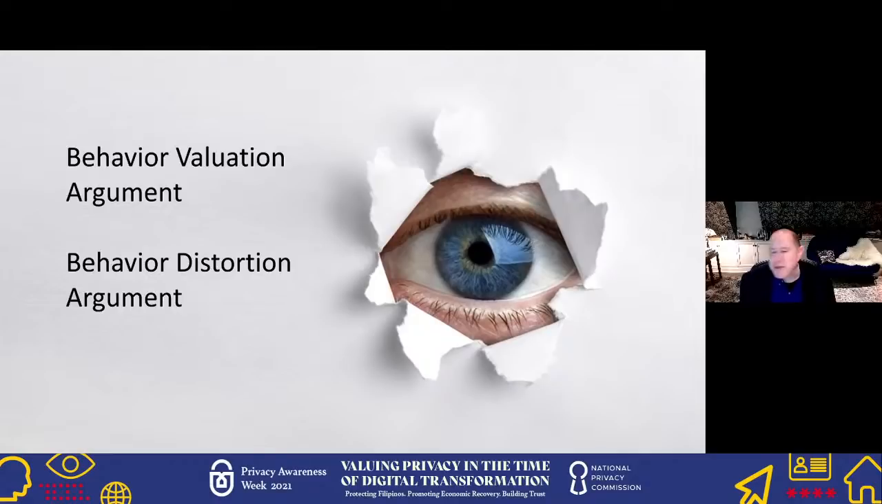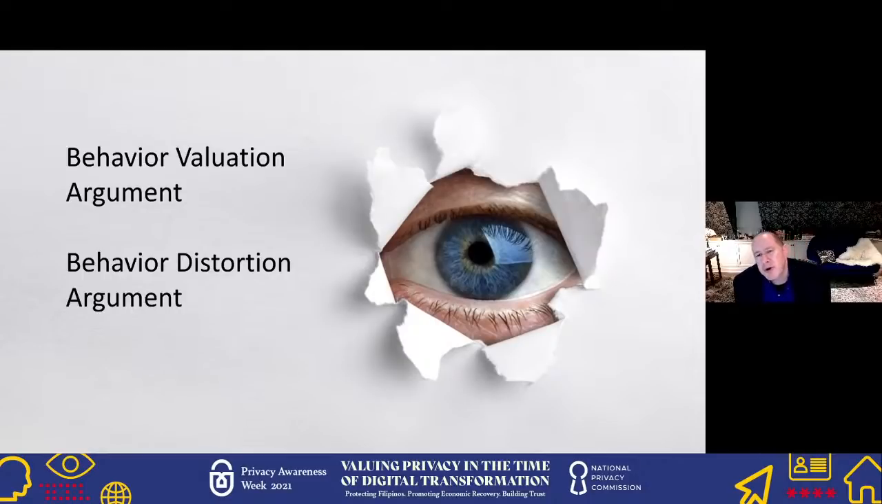So even though I think that there's a lot of merit in the behavior distortion argument, I ultimately am going to say I think there's another point that's even more important than this. But let's go through and talk a little bit about the behavior distortion argument, because I think it has some interesting things in it that are worth thinking about.